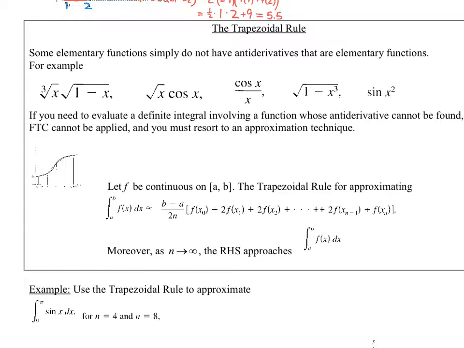So let's first of all look at this (b minus a) over 2n, okay? Well, if we remember what the formula for area of a trapezoid is, it's 1/2 times the height times base 1 plus base 2. Well, this (b minus a) over 2n is the 1/2 height. Okay? The 2 comes from the 1/2. The (b minus a) over n is the height.